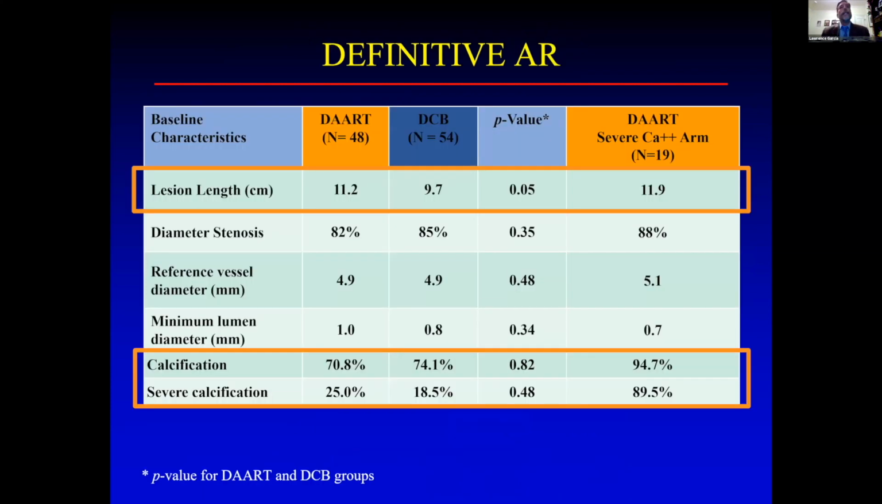That really did lead to this kind of pilot study, Definitive AR, where our colleagues out of Europe, both Gunnar Tepe and Thomas Zeller, looked at long lesions, trying to compare so-called directional atherectomy and anti-restenosis therapy with just plain old drug-coated balloon on a reasonably long lesion subset of around 10 centimeters. And then looking at a very small group of severe calcification, about 12 centimeters, they looked at outcomes.